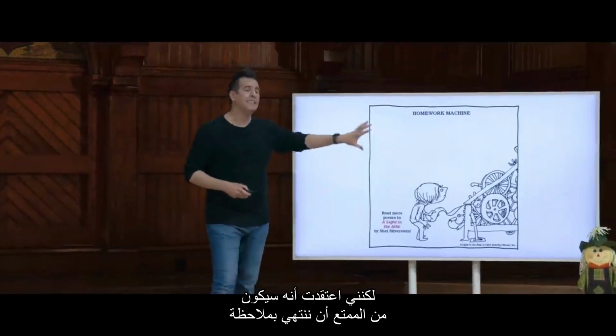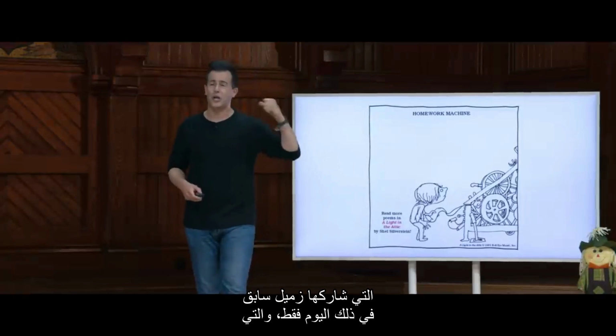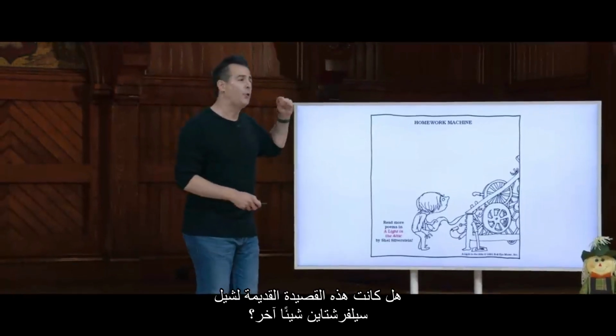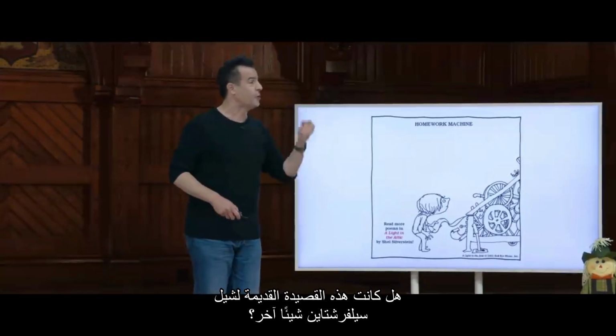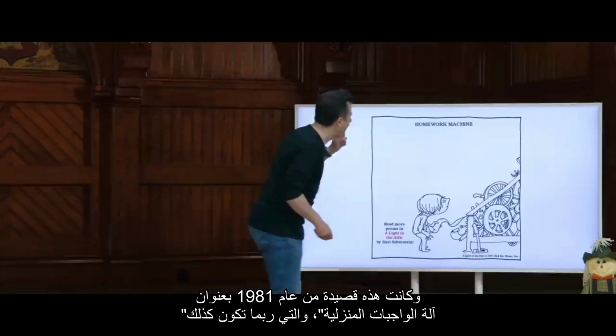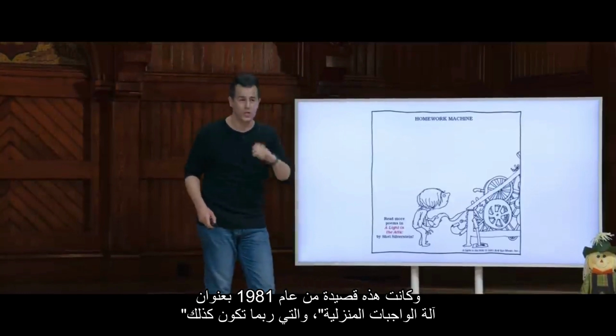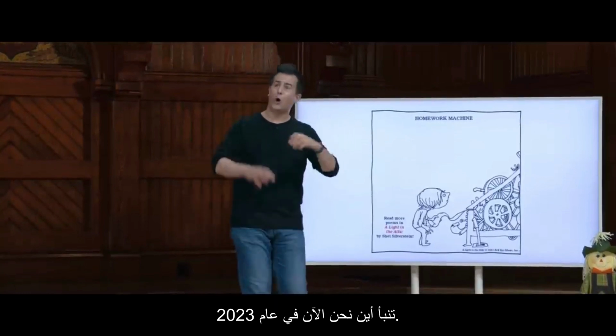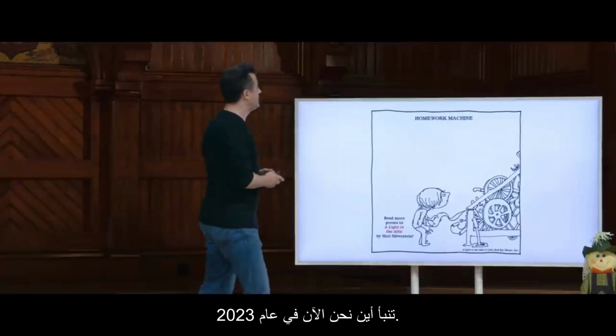But I thought it would be fun to end on a note that a former colleague shared just the other day, which was this old poem by Shel Silverstein, another something from our past childhood, perhaps. And this was from 1981, a poem called Homework Machine, which perhaps foretold where we are now in 2023.